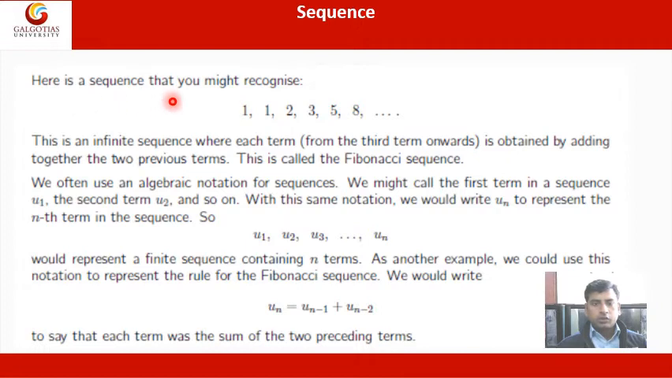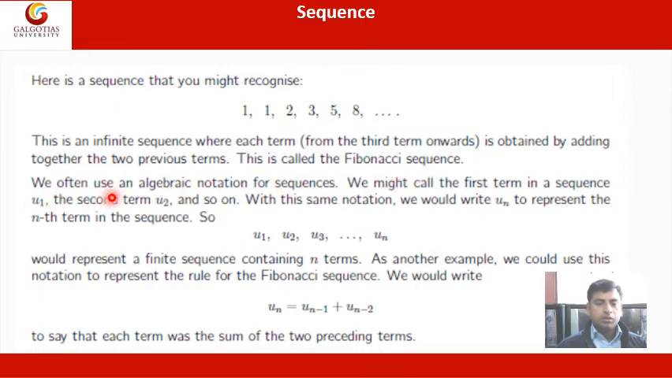Here is a sequence that you may recognize: 1, 1, 2, 3, 5, 8 and so on. This is an infinite sequence where each term from the third term onwards is obtained by adding the two previous terms. This is called the Fibonacci sequence.